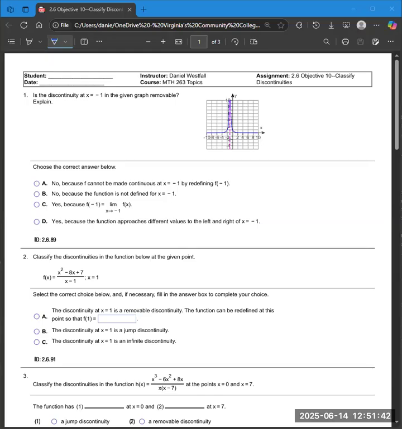All right, in this video, we're going to talk about 2.6 Objective 10, where we classify discontinuities. This is the discontinuity at x equals -1. This is a vertical asymptote here in the graph. Removable? No, it's non-removable because it cannot be made continuous at x equals -1 by redefining f of -1. So that is A.